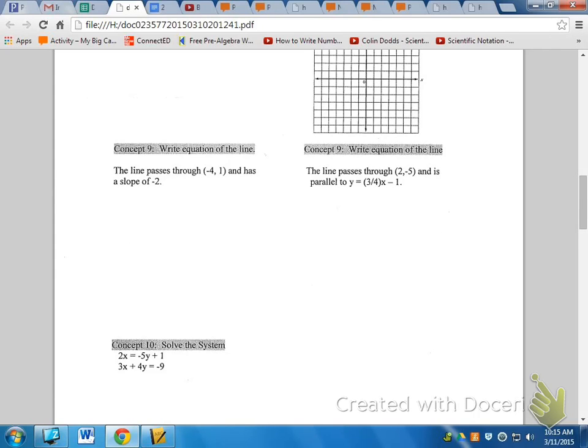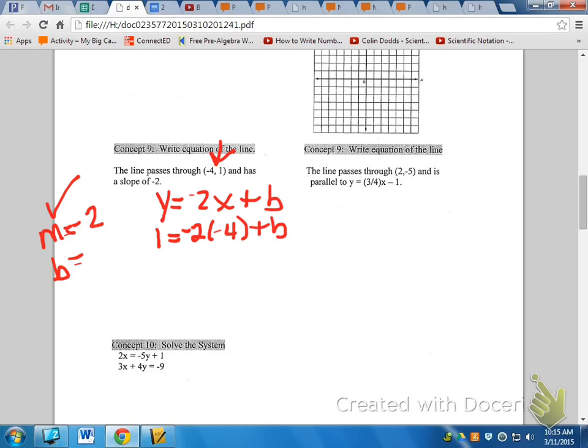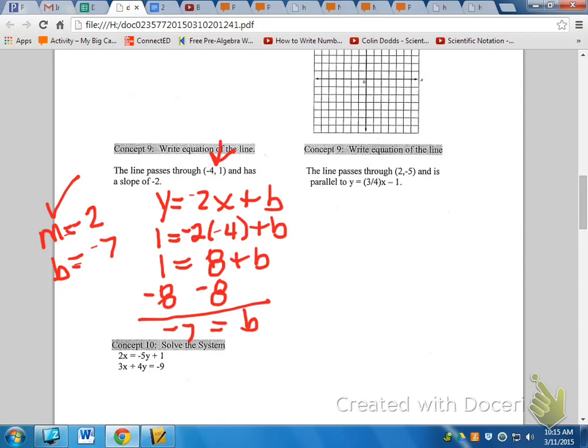Concept 9. Write an equation of the line, and this one gives us the slope, and it passes through the point negative 4, 1. We're going to do our checklist, and we know that m equals negative 2. We just have to find the b. So I'm going to do y equals negative 2x plus b, and plug in this point in the right places. So 1 equals negative 2 times negative 4 plus b. So 1 equals 8 plus b, and I'm going to subtract 8, and b would be negative 7. So my equation is y equals negative 2x minus 7.